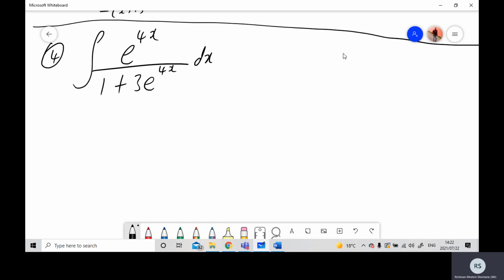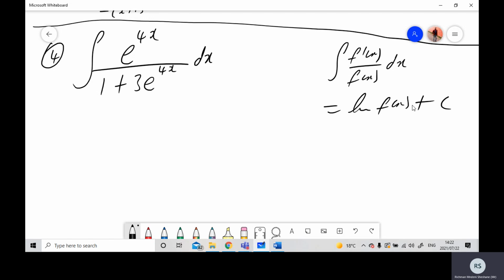So the standard integral is f prime over f of x dx. The integral of this form is ln of f of x plus c. So you always check the denominator to see if its derivative is in the numerator. In the denominator, it's to the power of 1. You want to check if its derivative is in the numerator.